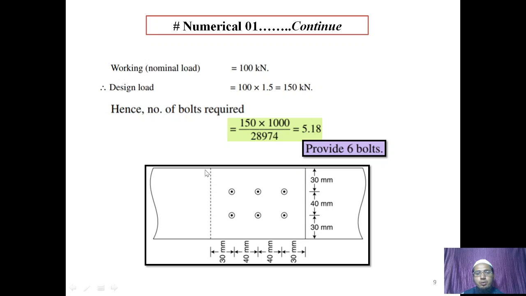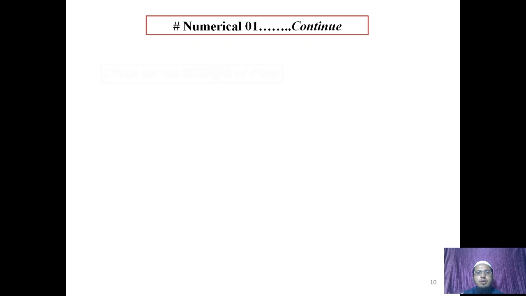Also, we have to note that the width of the plate is 100 mm. Let's cross check it. As we have provided edge as 30 mm, 30 plus 30 is 60, plus this pitch of 40, means it will be equal to the width of the plate, that is 100 mm. So likewise we can design simple bolted connections. Hope you understand this. So today we will stop here. These are some of the questions.